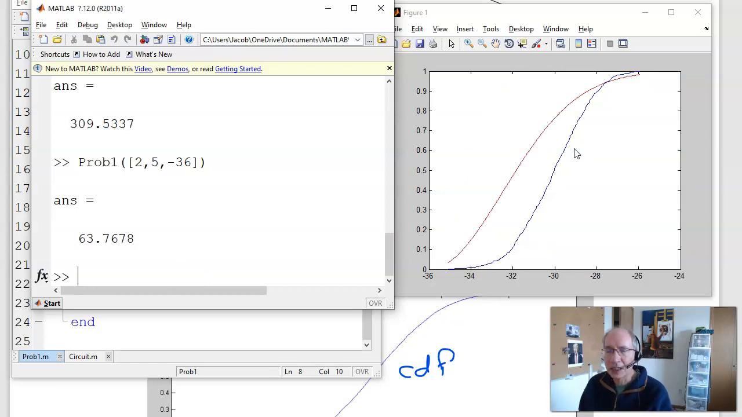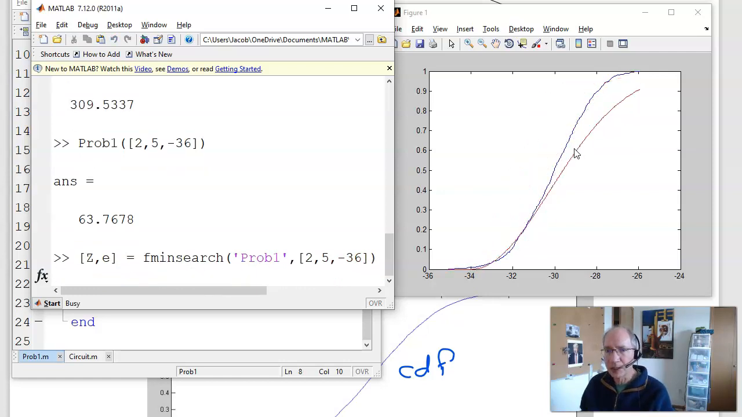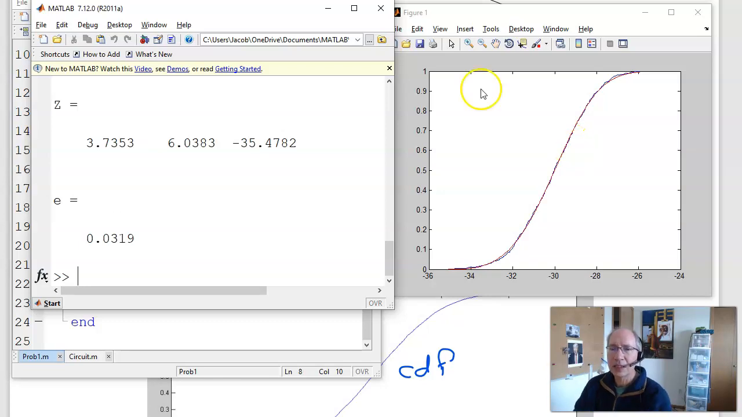I can guess again, or let MATLAB guess for me. We use fminsearch, minimize this function, and there's my initial guess. And MATLAB will sit there and iterate, guess again. It actually does a really good job. When it's done, it'll kick out and say, that's the best I could do. Here is your k, there's lambda, and there's the offset, x0. And there's the sum squared error.